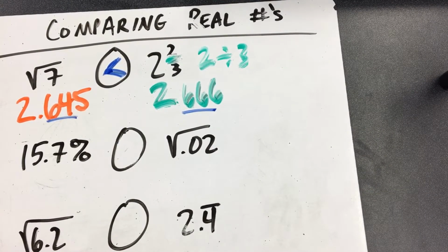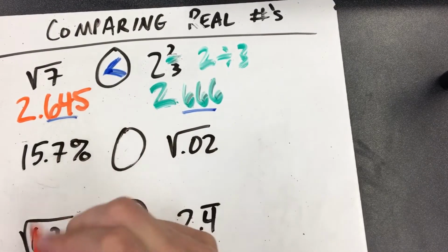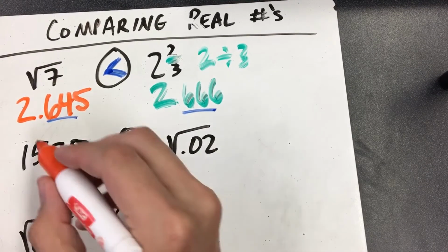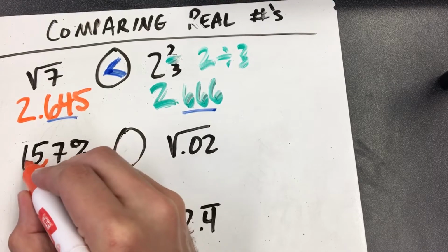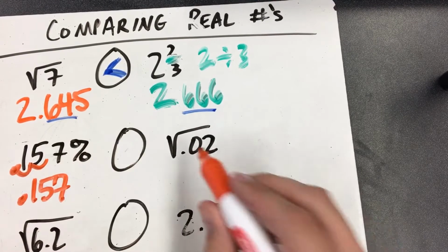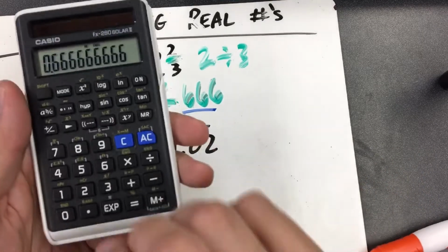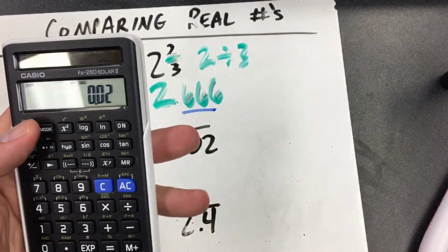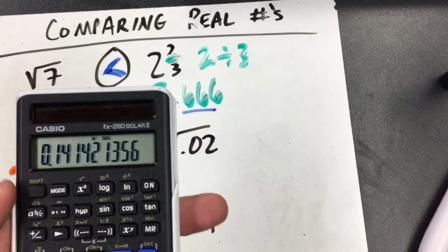On letter F, same idea. They gave you a percentage. Don't let that bother you. I hope you remember from 7th grade how you make a percentage into a decimal. You move the decimal 2 places to the left, and look what I get, 0.157. And now 0.02 with a square root around it. I don't know that in my head. You don't know that in your head, and that's okay. That's why we have calculators. Look what it is.